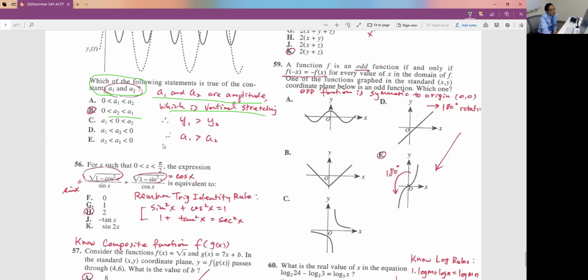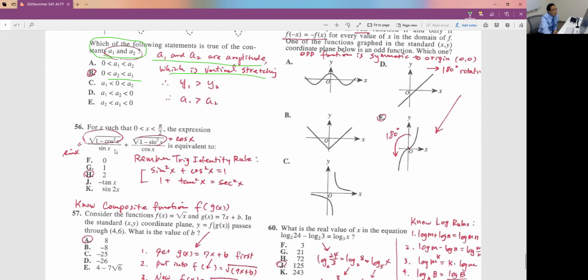The next problem, number 56, is the square root of 1 minus cosine square over sine x, and the square root of 1 minus sine square over cosine x. Now for this particular problem, you've got to remember the trig identity rules. There are two of them: sine square plus cosine square equals 1, and the other one is 1 plus tangent square equals secant square.